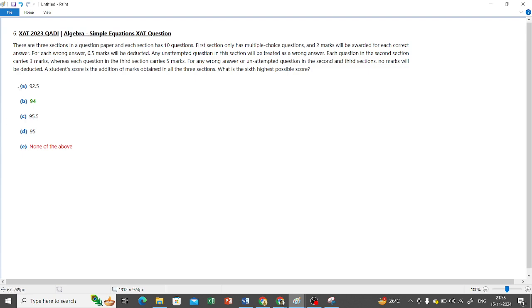Okay, let us do this. There are 3 sections in a question paper and each section has 10 questions. First section only has multiple choice questions, MCQs, and 2 marks will be awarded for each correct answer in the first section. For each wrong answer, 0.5 marks will be deducted.